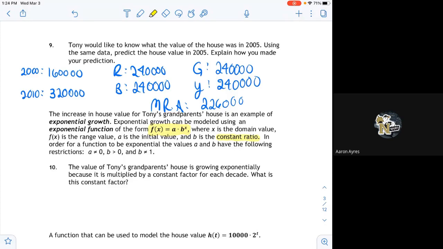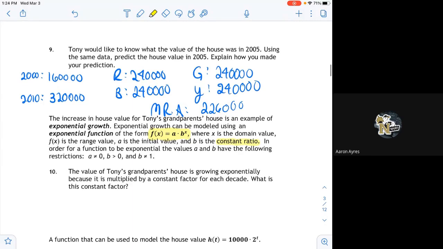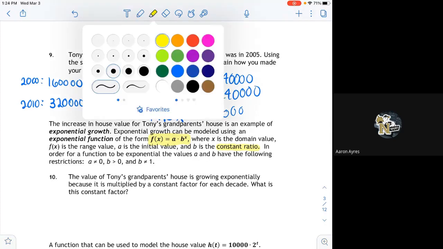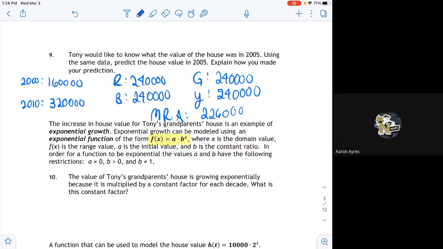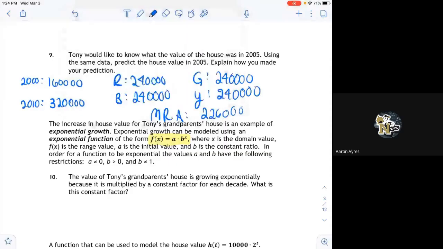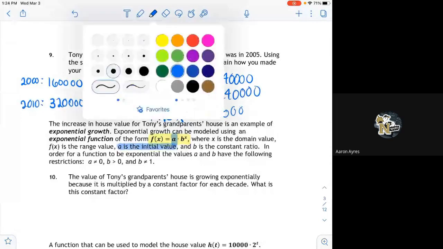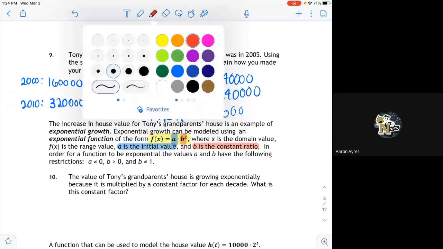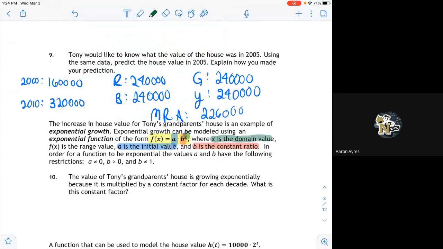Down here at the bottom of my screen, it tells you the function for this relationship, but let's try to figure this out. A is the initial value. So let's get some stuff highlighted on here to help us out. A is the initial value, right there, and b is the constant ratio. And then you have x up there. x is the domain value. So in this case, x would be the decade. Are we okay with that?